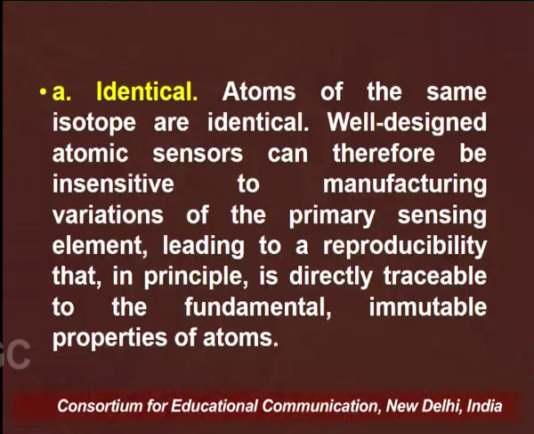What is meant by identical? Atoms of the same isotope are identical. So well-defined atomic sensors can be insensitive to manufacturing variations of the primary sensing element, leading to reproducibility, since the principle is directly traceable to the fundamental immutable properties of the atom. So, identical atoms of the same isotope.